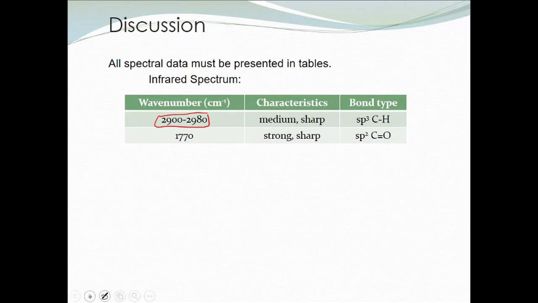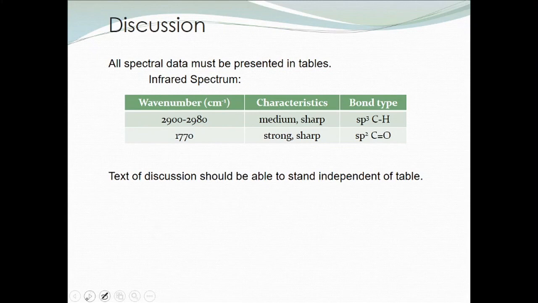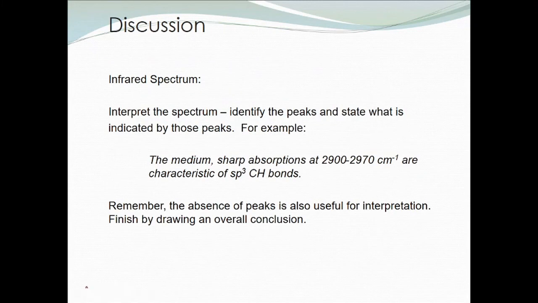When you are interpreting it, when you're doing your discussion, again, the discussion should be able to stand independently of the table, so describe what is there. There are medium sharp absorptions at 2900, 2970. Since there are multiple peaks, we give a range, and these are characteristic of sp3 CH. This is probably all you will see in your spectrum, at least above the fingerprint region, above 1600 wave numbers.